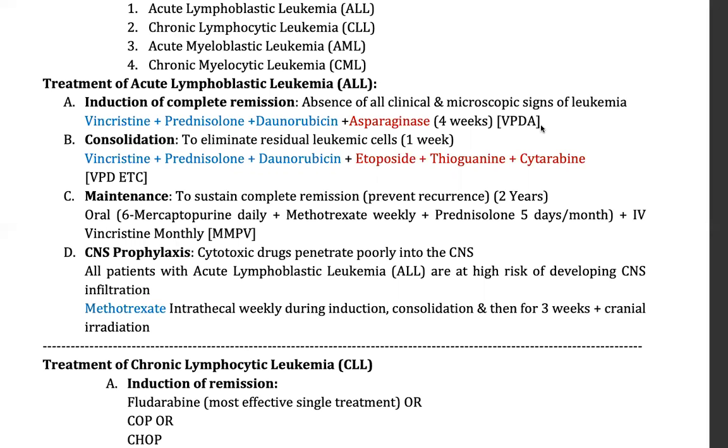And here I made the short form VPDA. Remember VPDA, V for vincristine, P for prednisolone, D for daunorubicin, and A for asparaginase. And same here in the consolidation, I replaced A with the ETC, that is etoposide, thioguanine, and cytarabine. This is about the acute lymphoblastic leukemia.